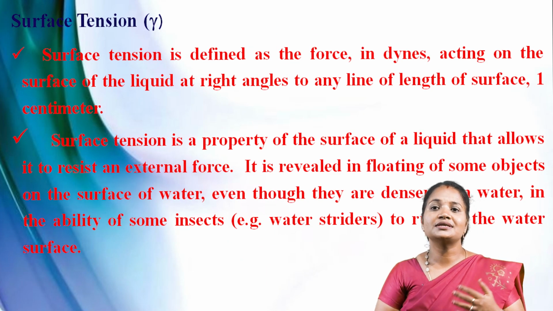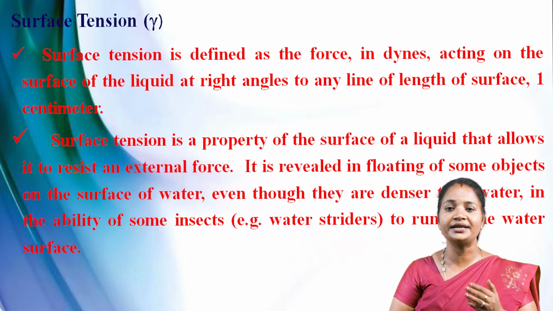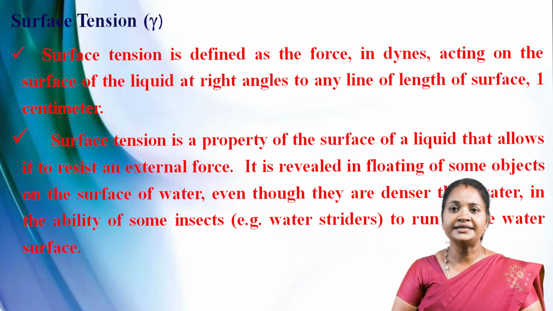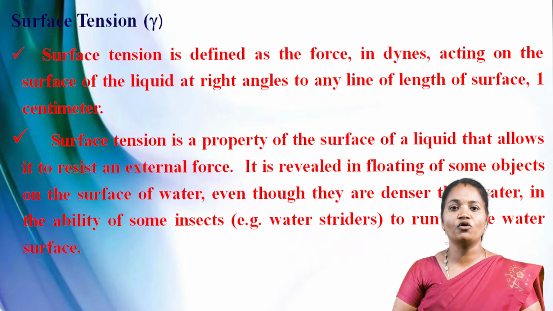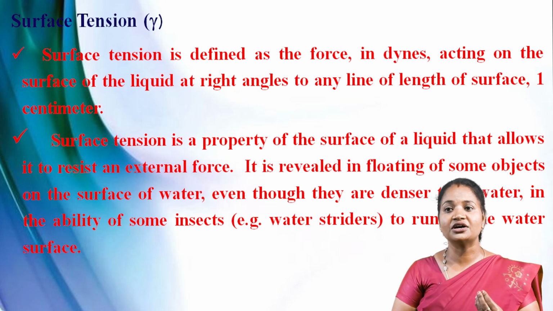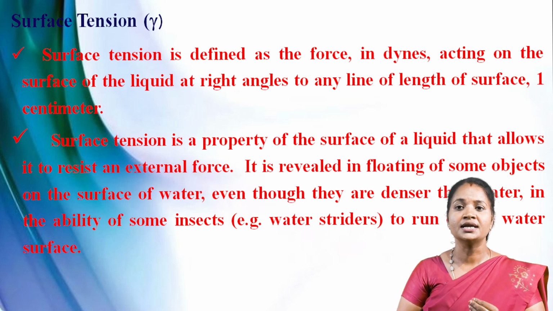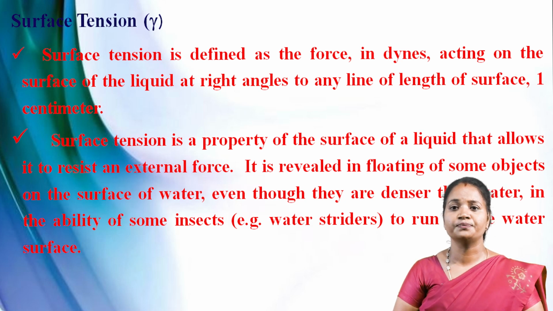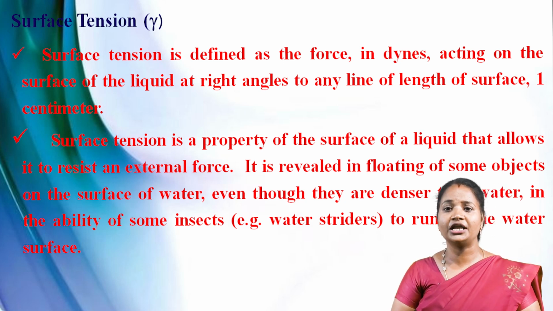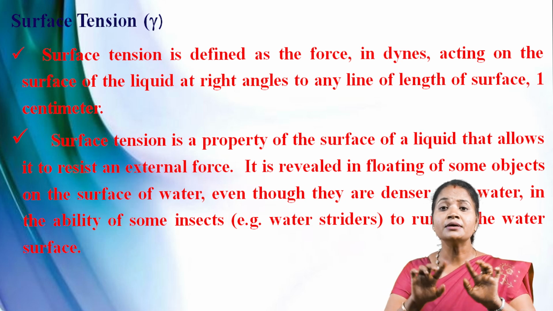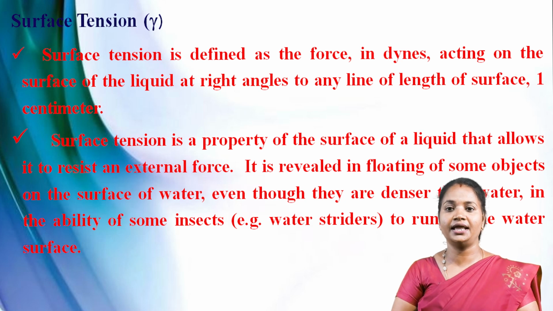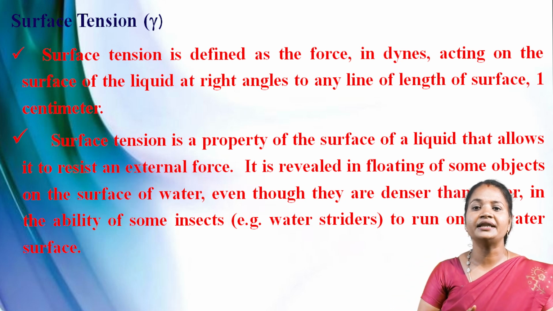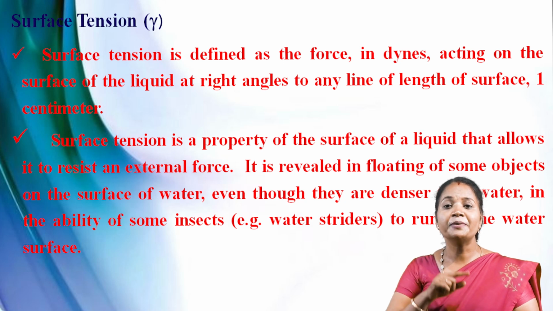Now we are going to see what surface tension is. Surface tension is defined as the force in dynes acting on the surface of a liquid at right angles to any line of unit length, that is 1 centimeter. Okay. Surface tension is the property of the surface of a liquid that allows it to resist an external force. This property exists because the liquid tries to attain a minimum surface area. That is the concept. A liquid tries to maintain a minimum surface area and will be spherical in shape.